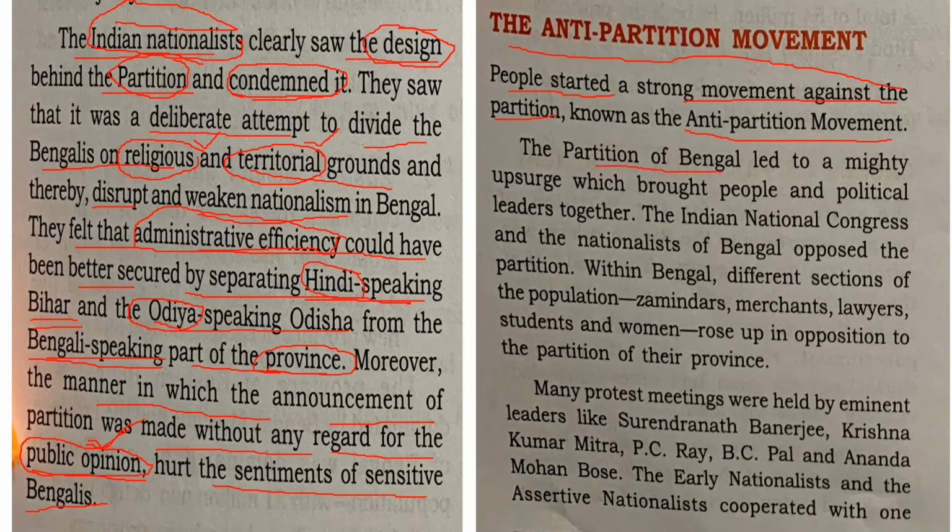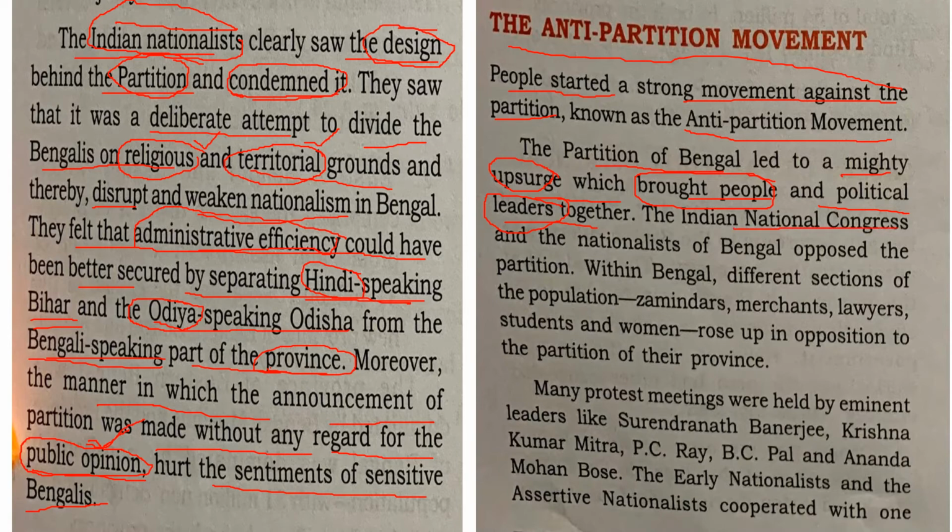The partition of Bengal led to a mighty upsurge which brought people and political leaders together. A mighty upsurge means a kind of sentiment that people got, here in terms of quantity. So many people, almost all the Bengalis, came together, and leaders also came together. This was a very important development that happened when the announcement of Bengal partition was made. It made the people of Bengal and the leaders come together.